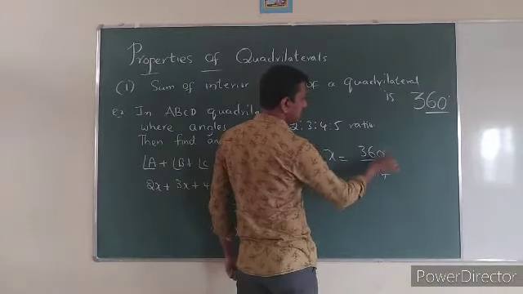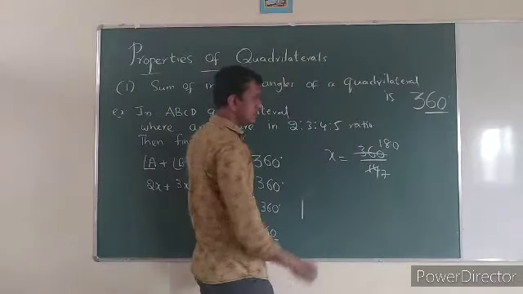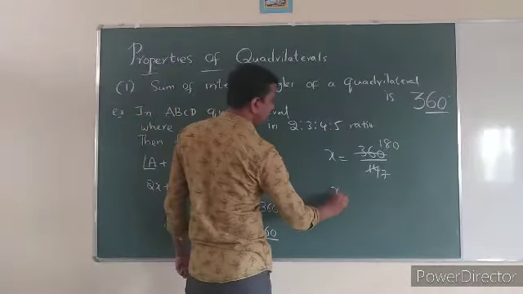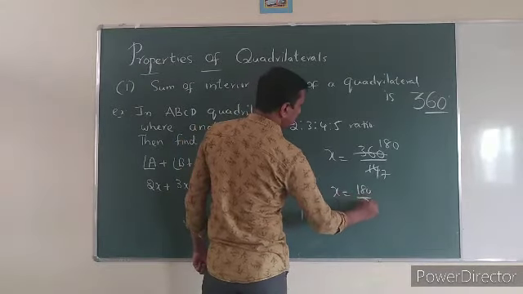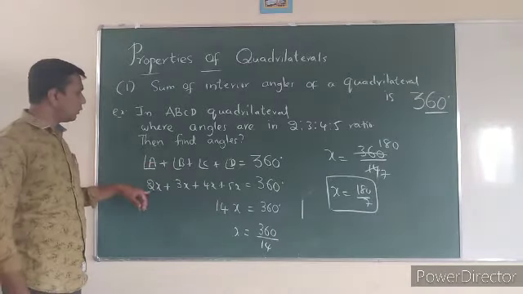2 sevens, 2 180s. So 180 by 7 is the answer. That means the x value is 180 by 7. Now substitute this 180 by 7 into x.